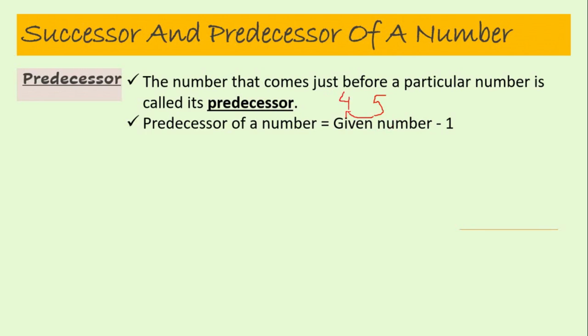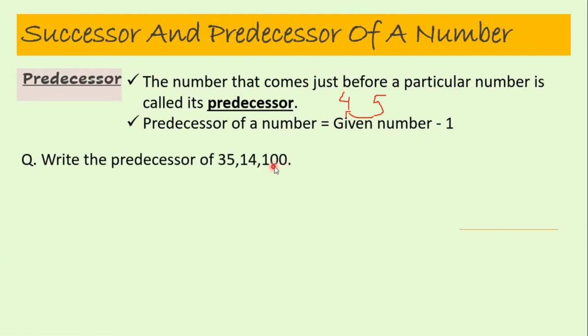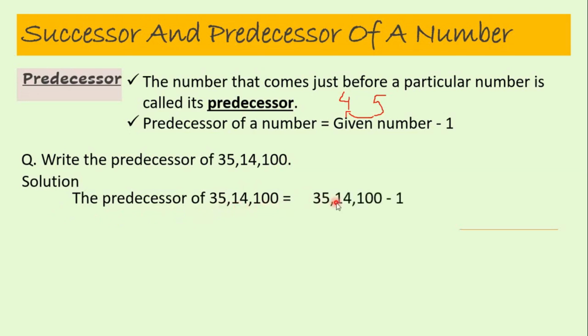Let us take an example for finding predecessor. Predecessor of 35 lakh 14,100. So when you are finding predecessor, you need to subtract 1 from the given number. Yes, children? Okay. What is the given number? That is 35 lakh 14,100, subtract 1. So 1 should be written below the ones place.